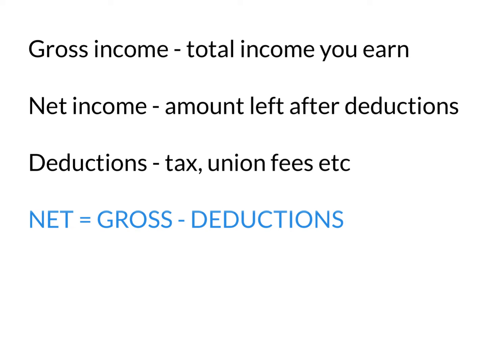So firstly, we're going to have a look at a couple of definitions. Gross income is the total income that you earn. It can be from multiple jobs or just the one job that you actually have. Net income is the amount that's left after deductions, and those deductions could be tax, union fees, etc. There's other types of deductions as well. So net equals gross minus deductions.